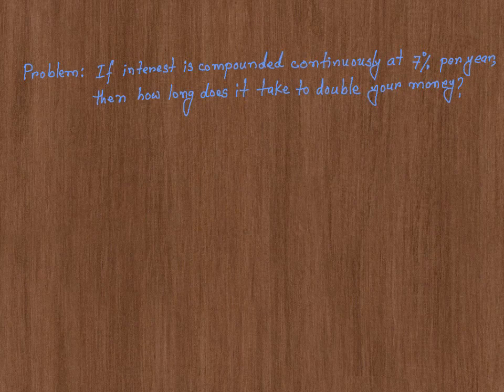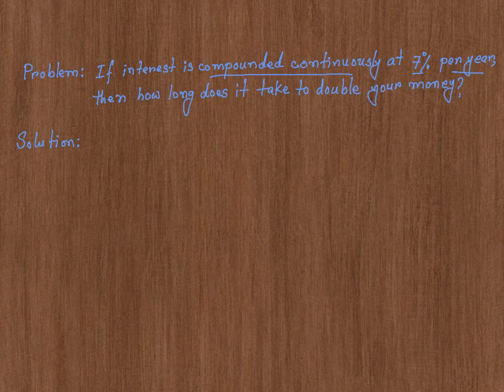In this video, I'm going to solve a problem that involves application of exponential functions. So basically, this is what it is. If interest is compounded continuously at 7% per year, then how long does it take to double your money?